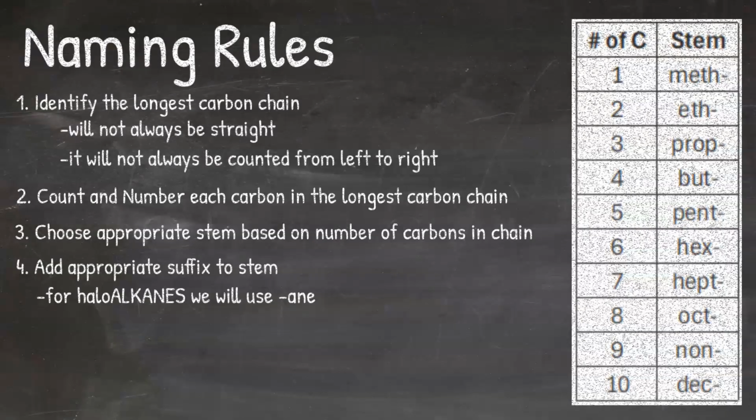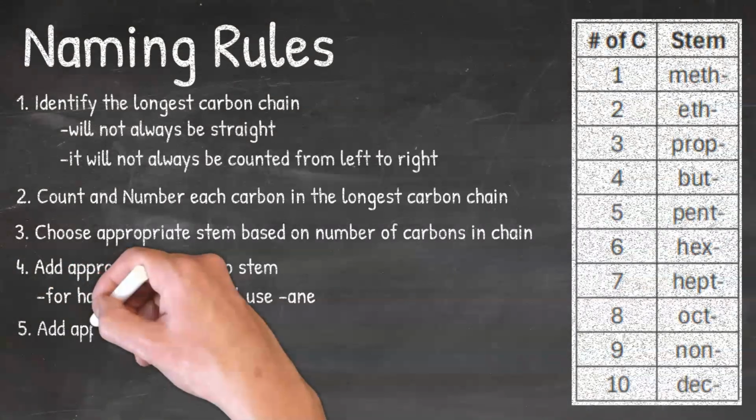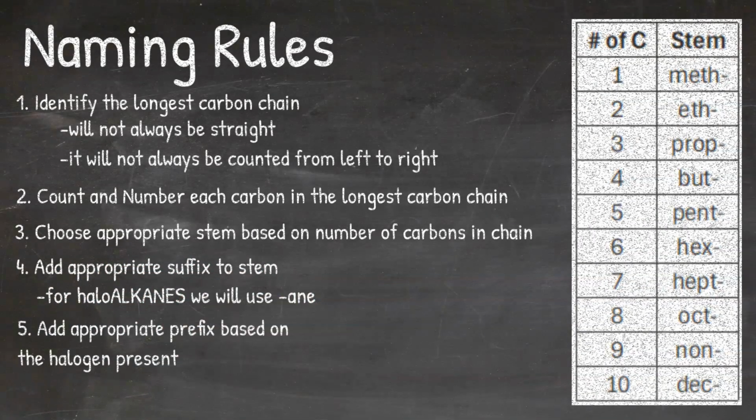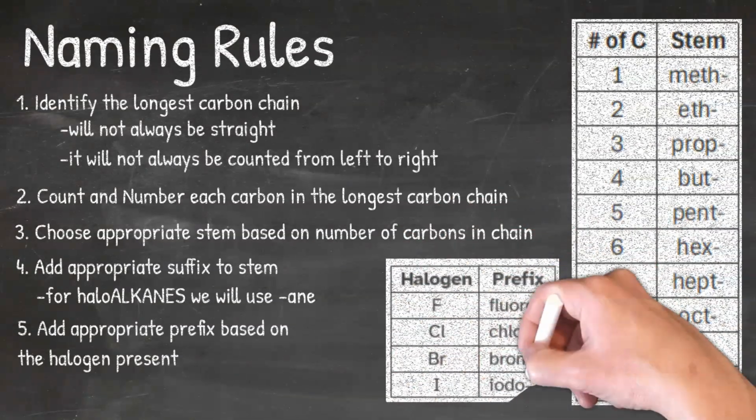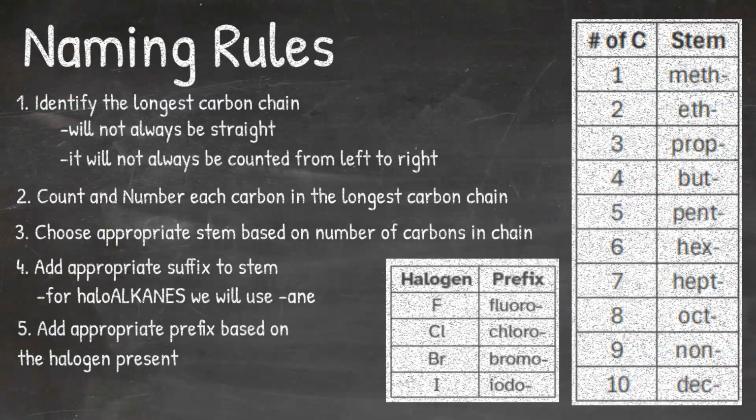If you have not watched our naming alkanes video, go check it out and then come back and finish this video. The other important thing to know when naming haloalkanes is what prefix should be added before the stem. The prefix that we will use will depend on the halogen that is present. The prefixes for each halogen are listed here. So the stem correlates to the number of carbons in the carbon chain, while the prefix corresponds to the halogen that is present in the molecule. So now that you know how to identify haloalkanes and the correct stem and prefix to use when naming them, let's look at some examples.